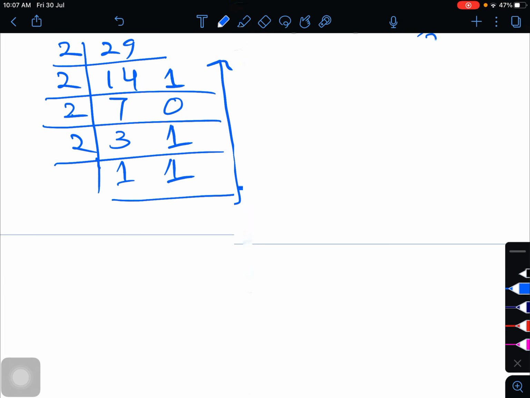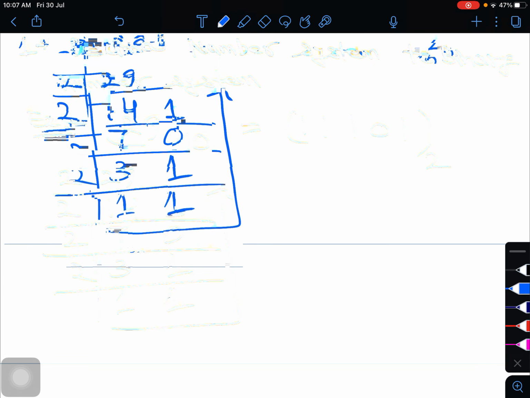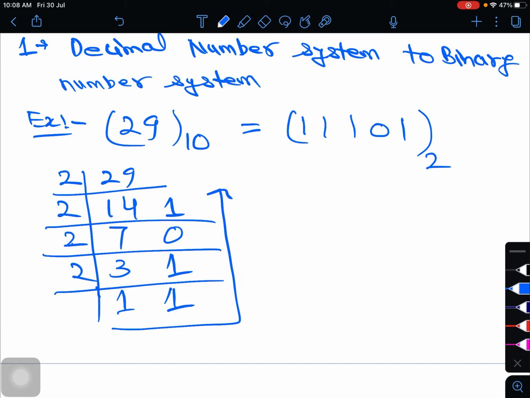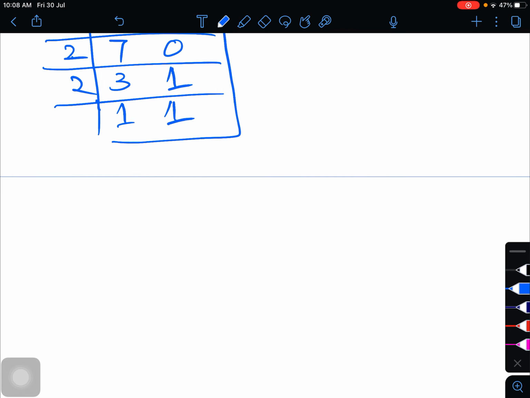Okay. So that is how we convert decimal number system to binary number system, and next we are going to convert binary to decimal number system.